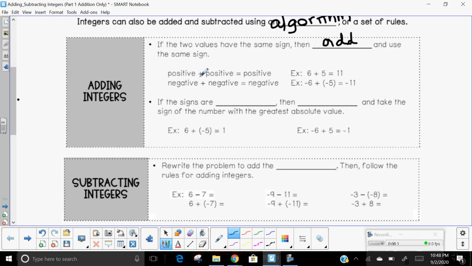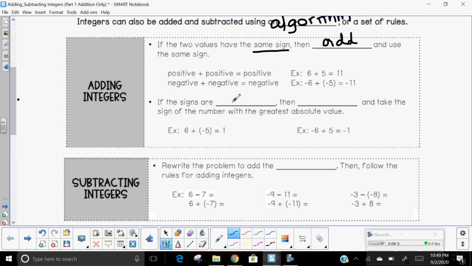But what happens if they're both negative? A negative plus a negative equals a negative, because we know that if they have the same sign, we add the two numbers together. So we add 6 and 5 together, and we get 11, and then we keep the sign negative because they're both negative.